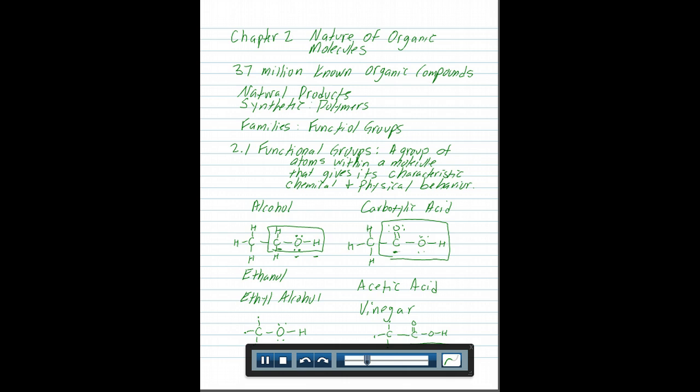However, there is quite a bit of a difference between them. Ethanol is the alcohol that you drink, and acetic acid is vinegar, which you put on salads. So again, just a slight change, and the characteristics are way different.